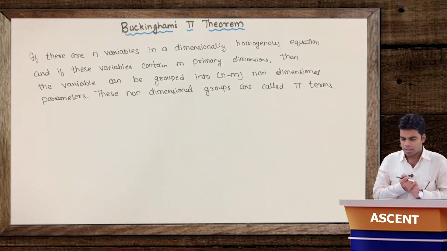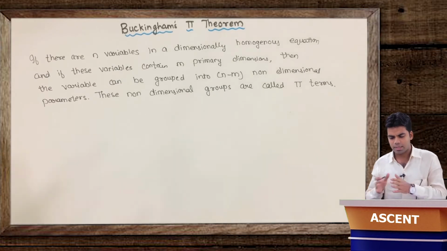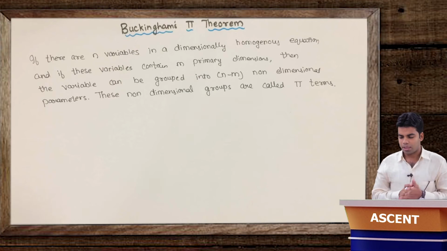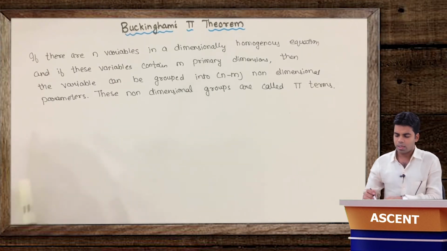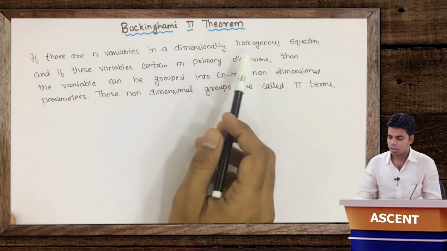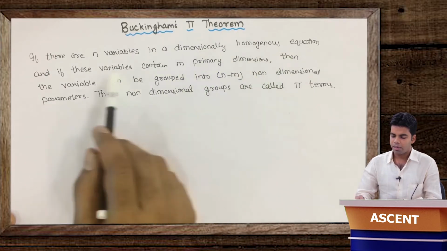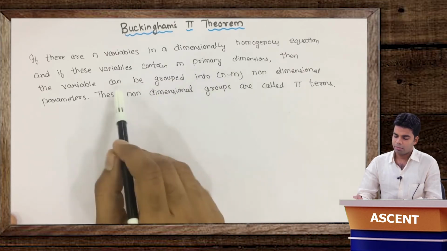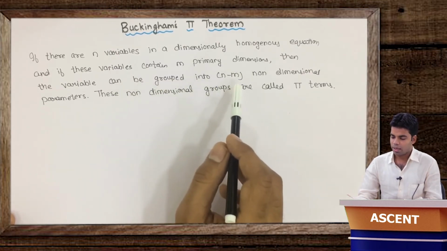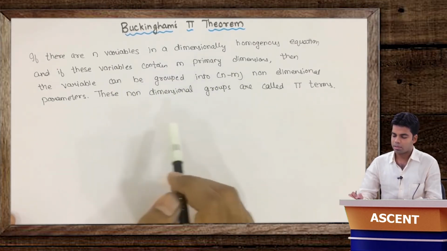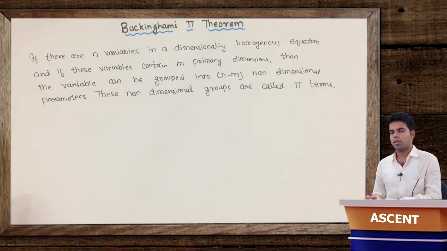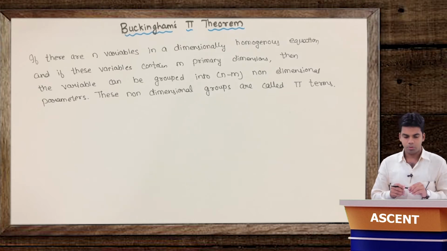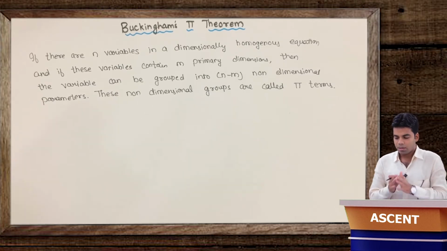Sometimes questions come from it, so we are dealing with it. This is actually part of dimensional analysis. Okay, now what is this Buckingham pi theorem? So what does this say? If there are n variables in a dimensionally homogeneous equation, and if these variables contain m primary dimensions, then the variables can be grouped into n minus m non-dimensional parameters. These non-dimensional groups are called pi terms. I am sure this would not have been understood. I will explain it to you. Okay, so what does the Buckingham pi theorem say?